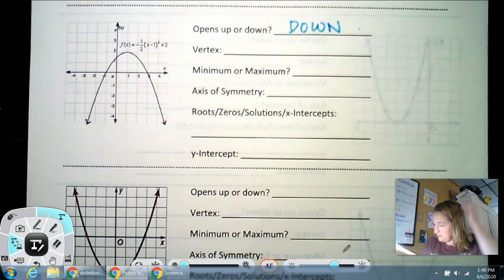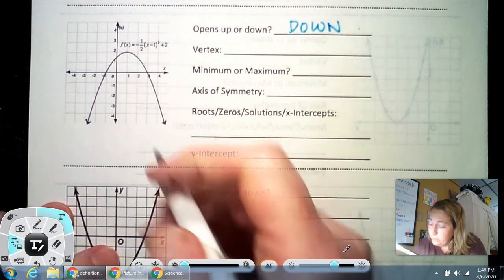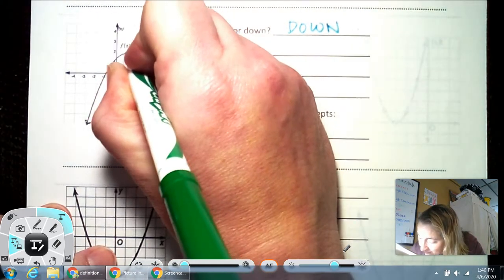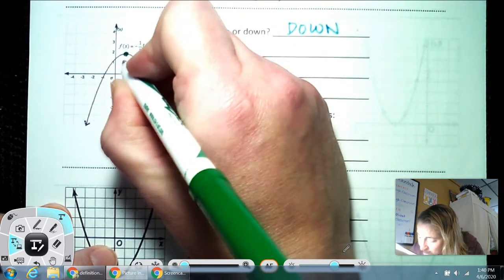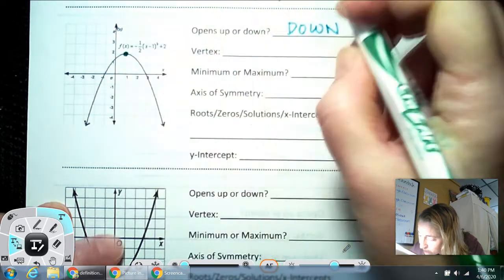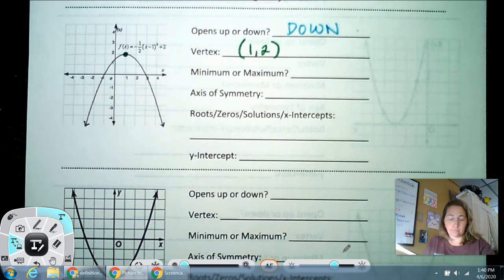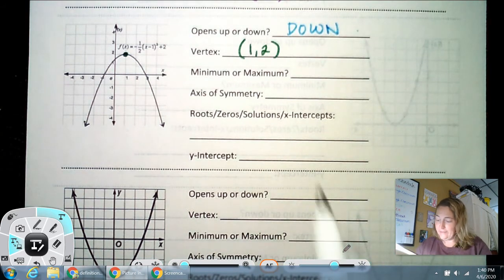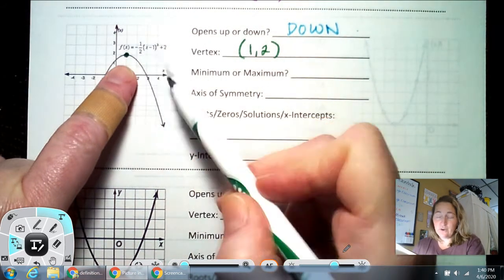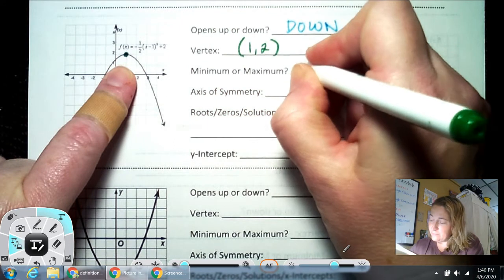Okay. For the vertex, we're looking for either the highest point or the lowest point. So that's going to be right here. And the coordinates for that point are 1, 2. Okay. And since this is the highest point of the graph, this is a maximum.